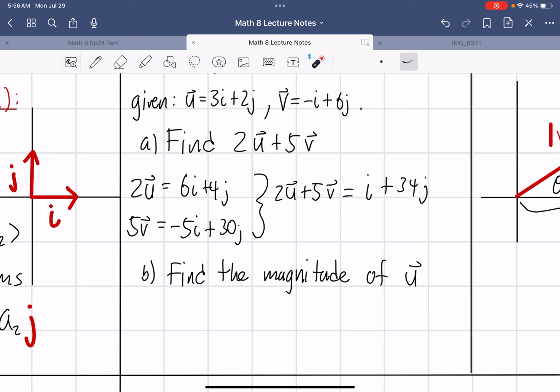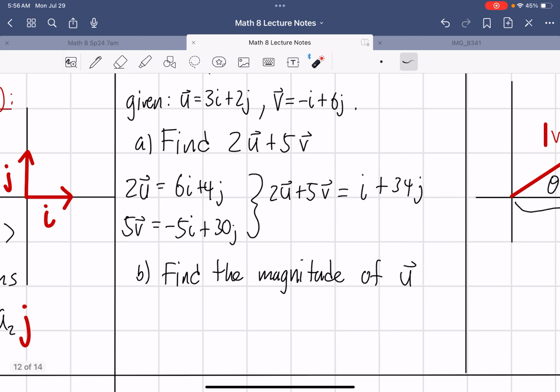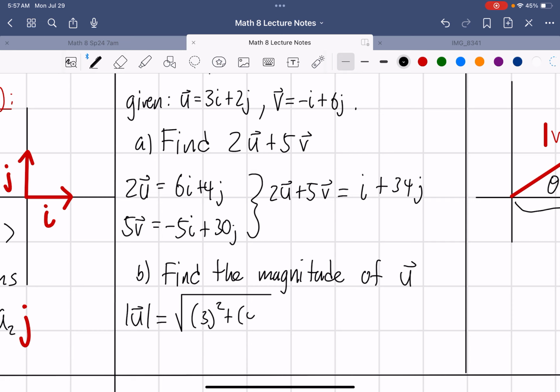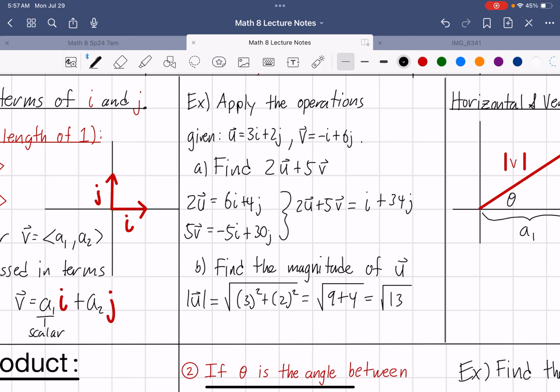Same thing for the magnitude, right? If I was trying to find the magnitude of u, I will still be applying the same formula. I need to take the square root of 3 squared plus, oops, I'm already putting the answer, 2 squared. It's going to be the square root of 9 plus 4. That's going to leave me with the square root of 13. So again, these examples are just to get you used to this i and j format.